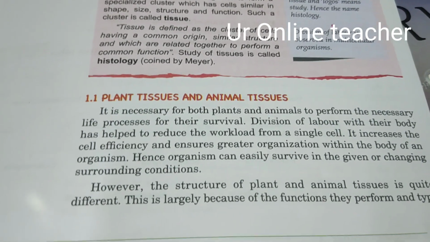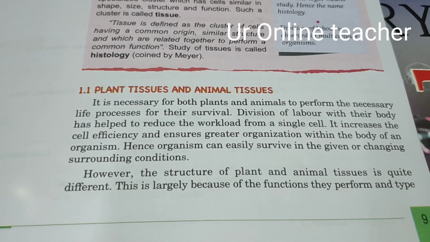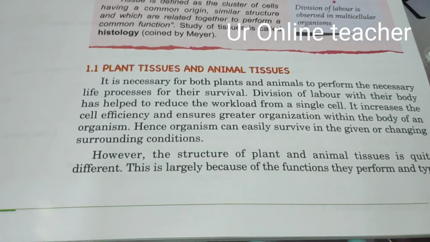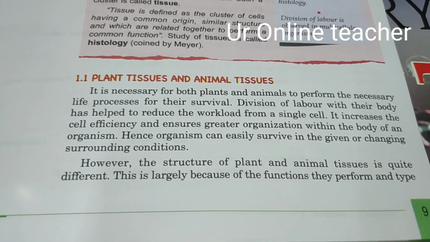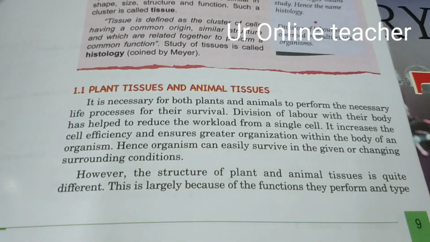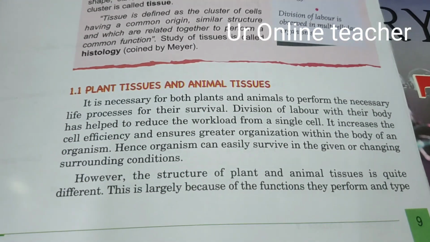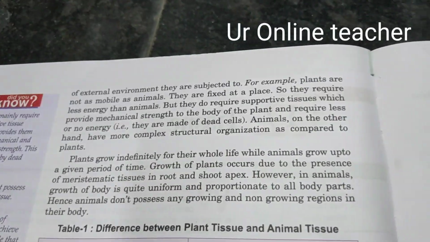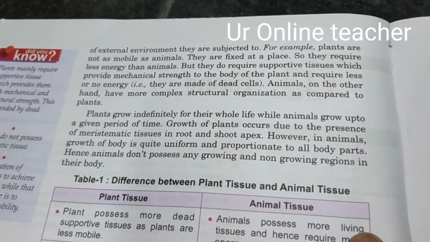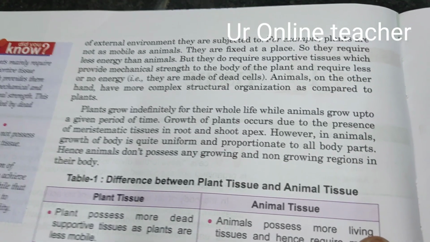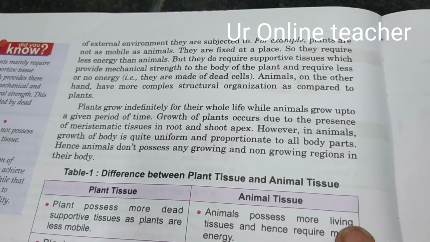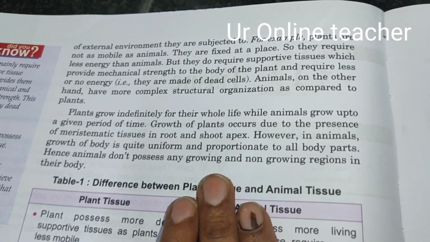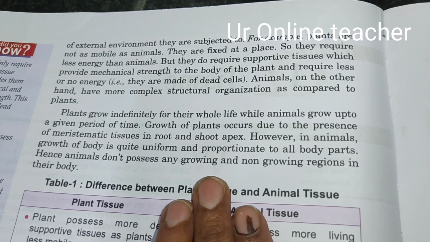However, the structure of plant and animal tissues is very different. Is it the same? The structure of plant tissues is different from the structure of animal tissues because the functions are also different. This is largely because the functions they perform are different and the type of external environment is also different. For example, plants are not as mobile as animals. Will plants move? No, they will not move like animals. They are fixed at a place. So they require less energy because they don't move.